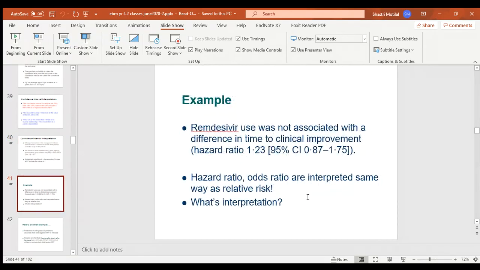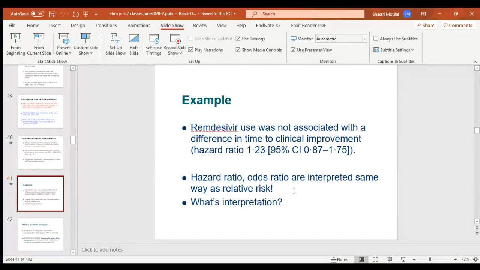Look at this example. This was actually from the remdesivir trial, the one that I showed the baseline characteristics for. Remember the trial where they actually gave people remdesivir to see if it would help people with COVID-19? What they reported on was a hazard ratio. And we said hazard ratio, odds ratio, and relative risk are all interpreted the same. Based on this hazard ratio presented, 1.23, and the 95% confidence interval of 0.87 to 1.75, tell me what's the interpretation. Does remdesivir work compared to placebo?